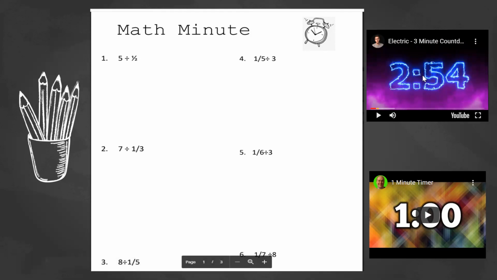Students would work during that 3-minute timer. I would most likely turn off the sound on that timer so it wouldn't be distracting to them. Okay, everybody, have you guys worked through them? Awesome. So now I'm going to set a 1-minute timer, and you guys are going to talk with your peers about any ones you might have had trouble with, any of the strategies you used, anything you remember about dividing with these unit fractions.